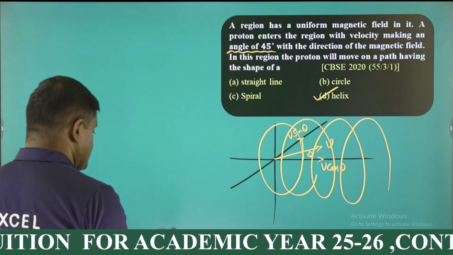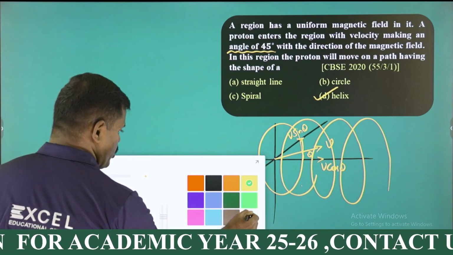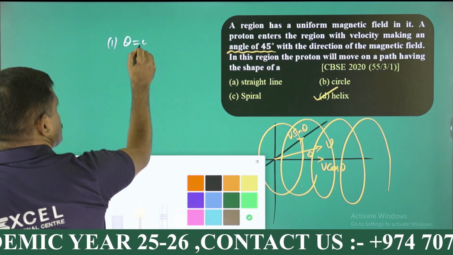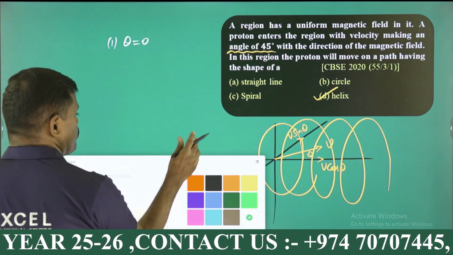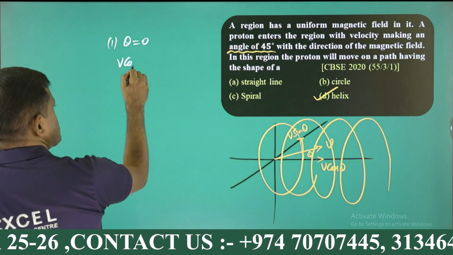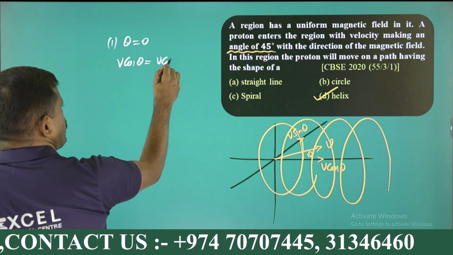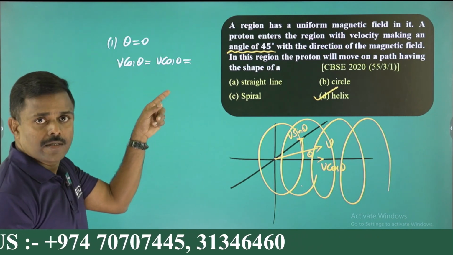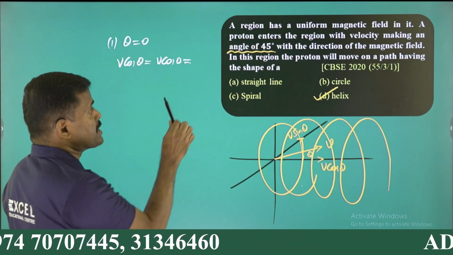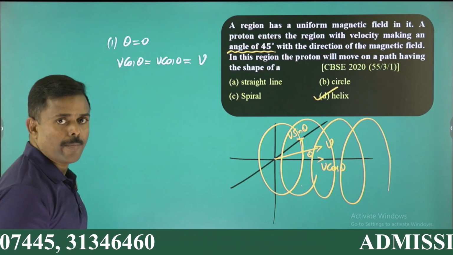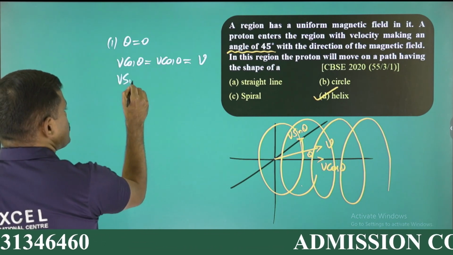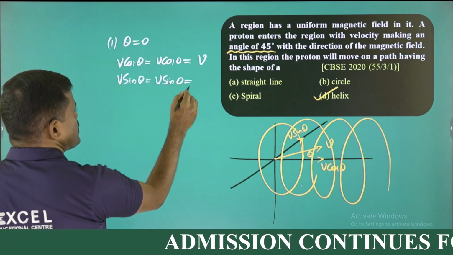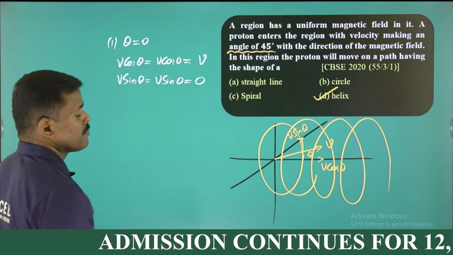But what if it is entering at an angle of 0 degrees? Case number 1, theta is equal to 0. Let's see the components now. V cos theta is equal to v cos 0. Cos 0 is 1, so that is v. V sin theta is equal to v sin 0. Sin 0 is 0.